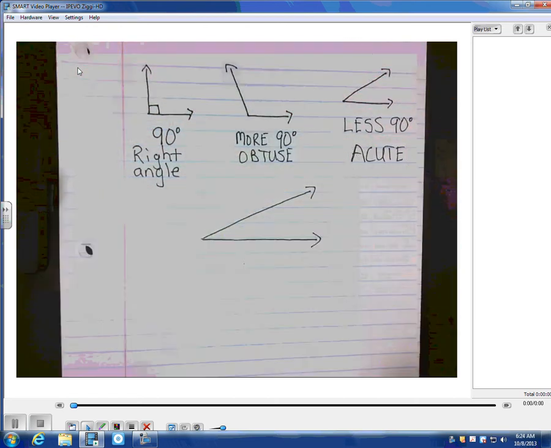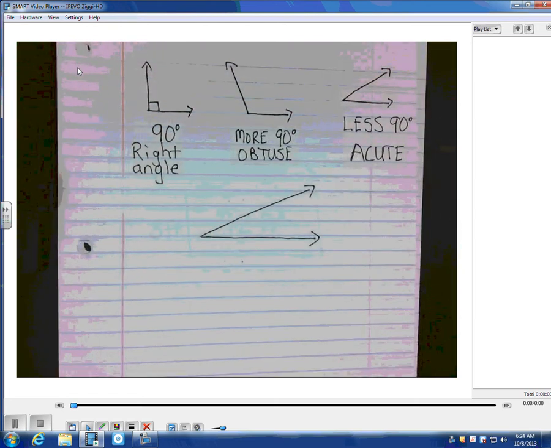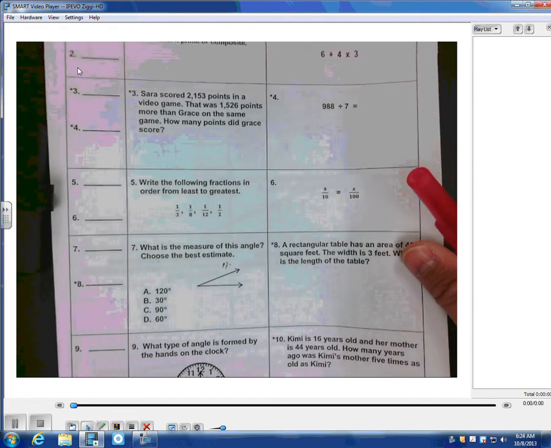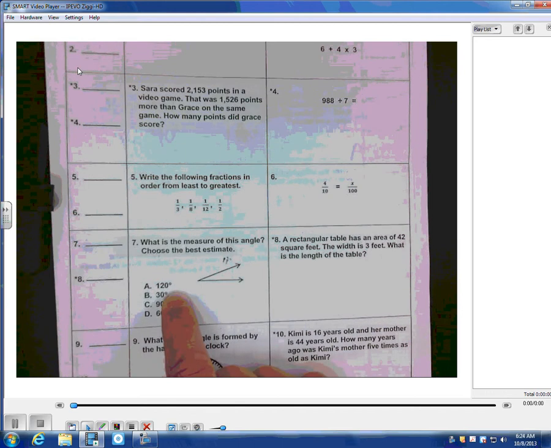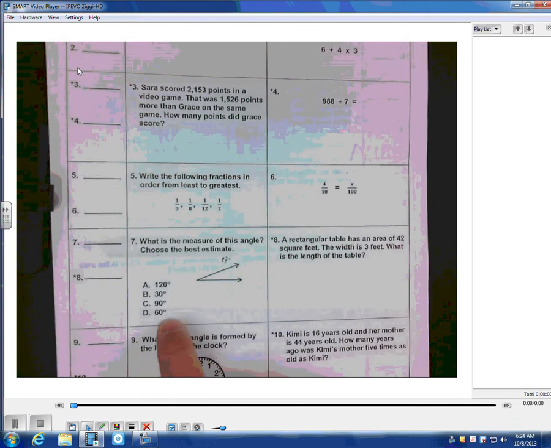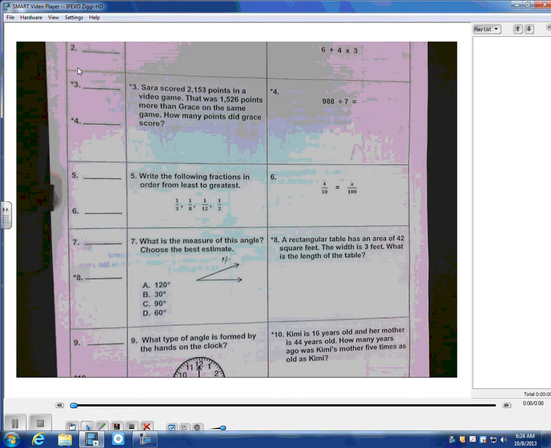So you choose what you think would be the best estimate. Again, the estimate would be that they give you 120 degrees, 30 degrees, 90 degrees, or 60 degrees. Okay? All right, let's look at the next one.